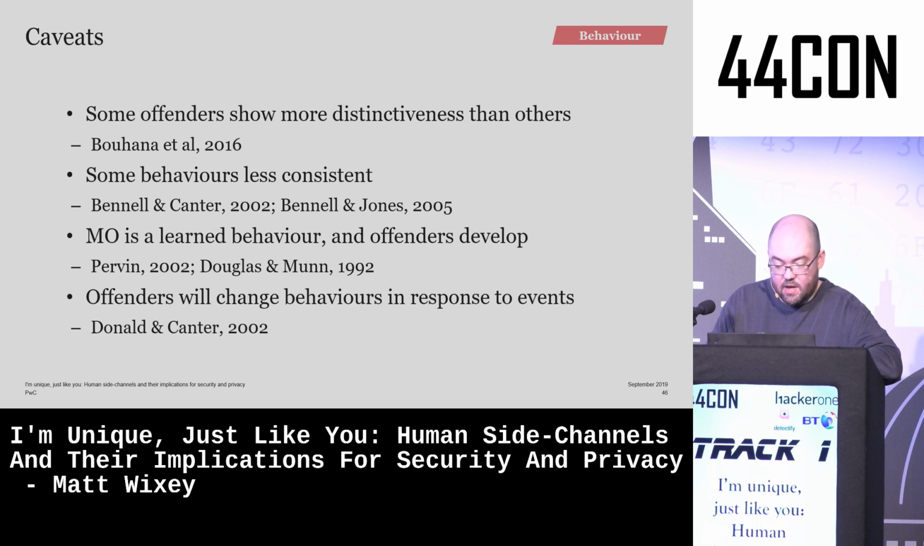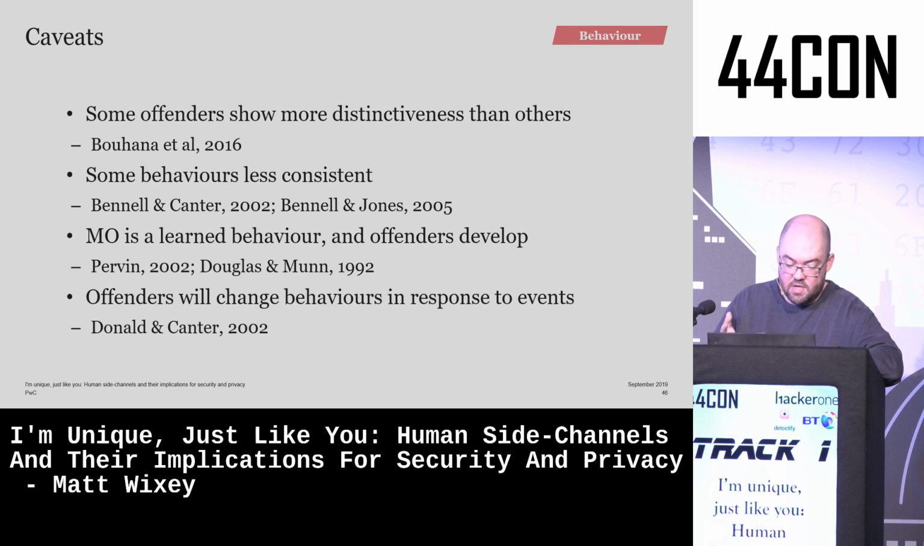Some other caveats for using this technique in the real world include the fact that some offenders will be more distinctive than others. Some behaviors will be less consistent, and it depends to some extent what the attacker experiences when they compromise a machine and what their goals are. There's also the caveat that an attacker's MO is a learned behavior and that offenders will develop, they will learn over time, either in response to things like getting caught, or from learning from other offenders, or in response to new technologies. Offenders will also change their behaviors in response to events.